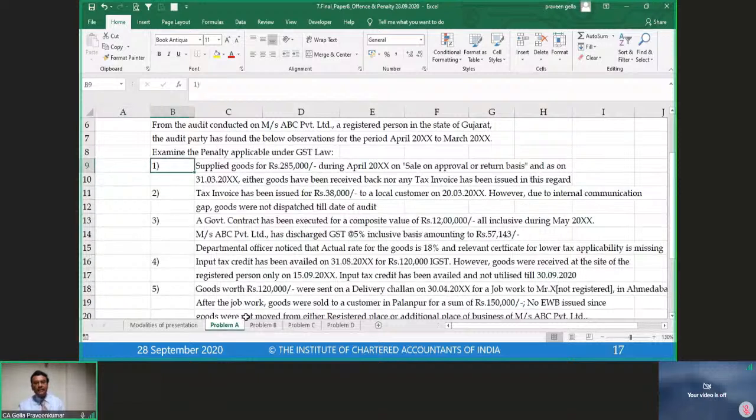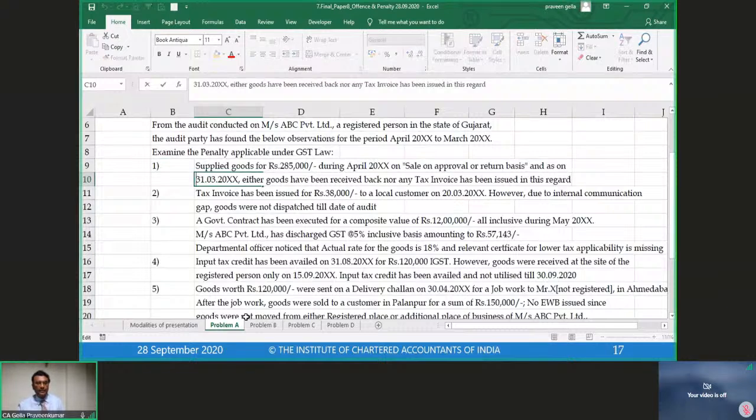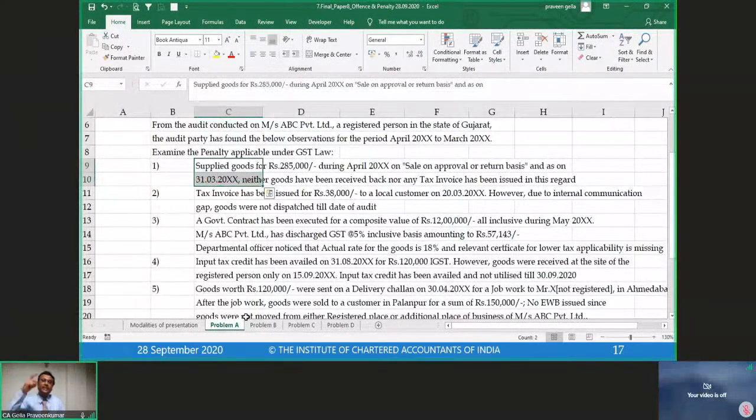Supplies goods for 2,85,000 during April on sale or approval basis. As on 31st March, neither goods have been received back nor any tax invoice has been issued in this regard. Now, this point comes with respect to section 31, where I supply the goods on a sale or approval basis, where 6 months is the time limit given. I have supplied the goods in the month of April. Till March, the goods were not received back nor a tax invoice was issued. This comes into bucket number 4.